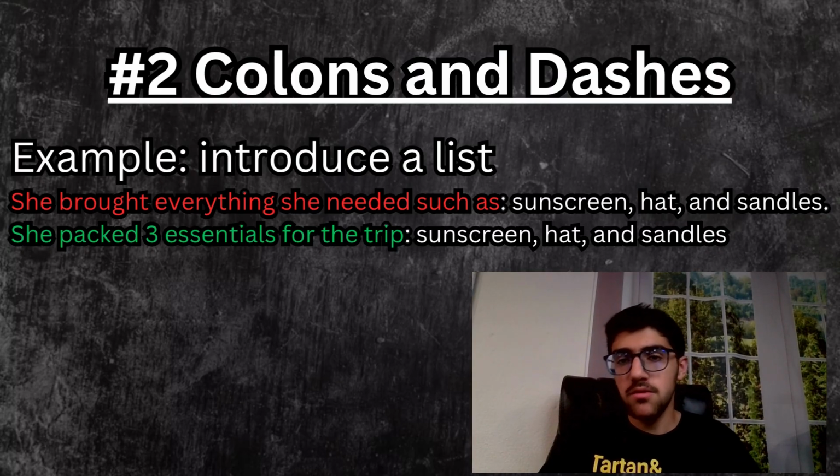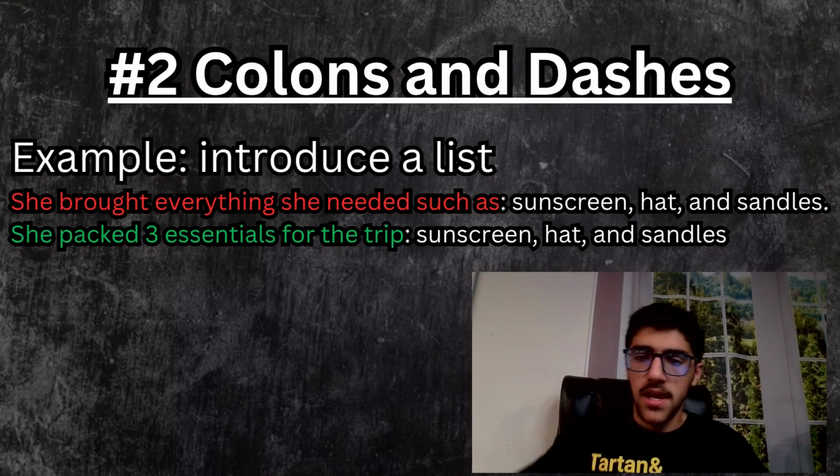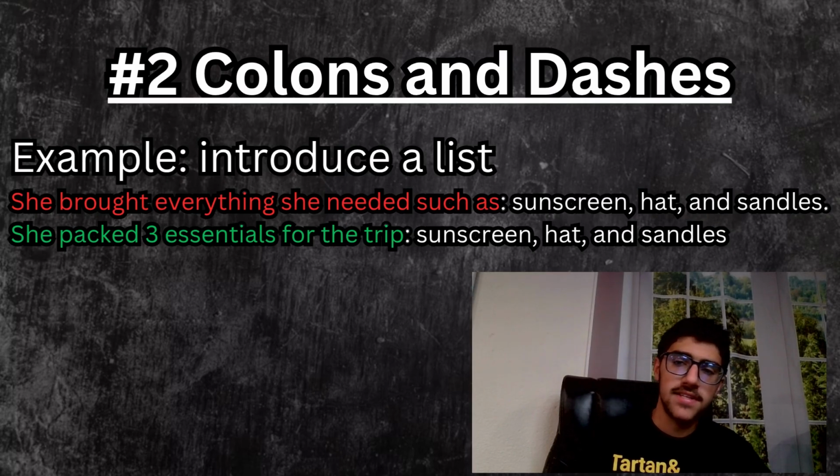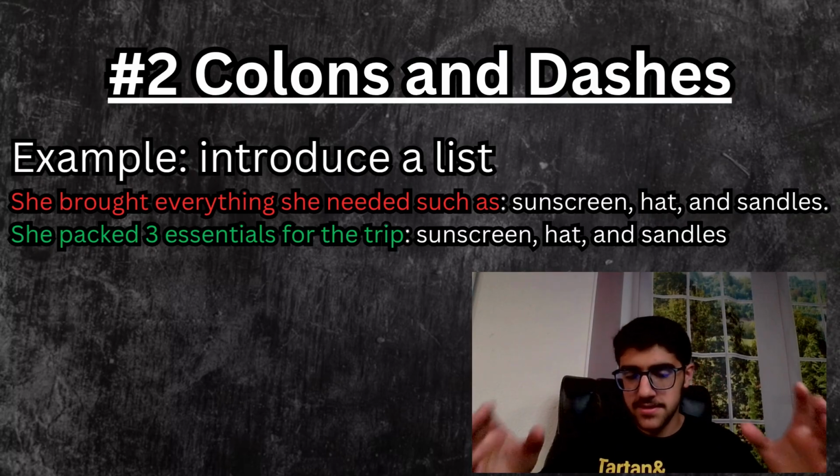Something that would work would be: she packed 3 essentials for the trip, colon or em dash, sunscreen, a hat, and sandals. So here, she packed 3 essentials for the trip. You can put a period, that's a complete sentence.